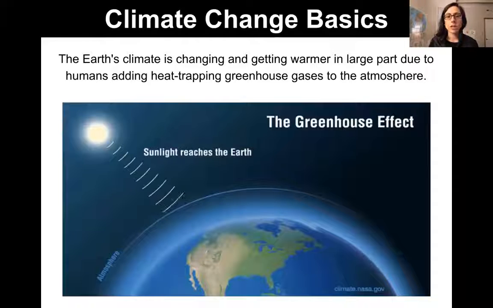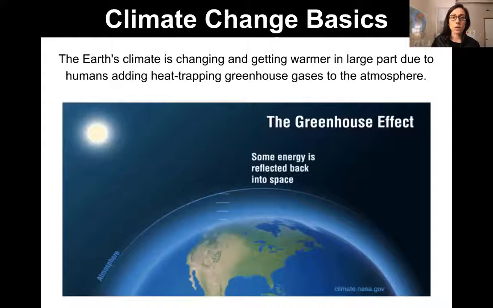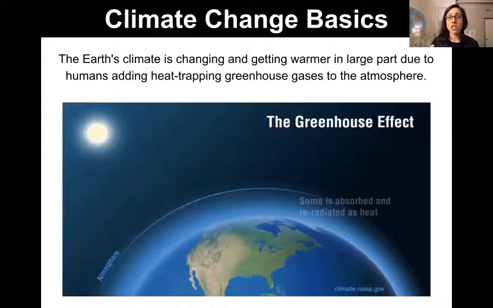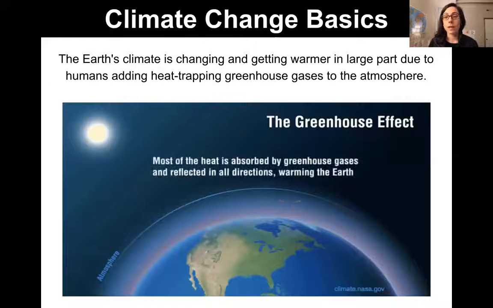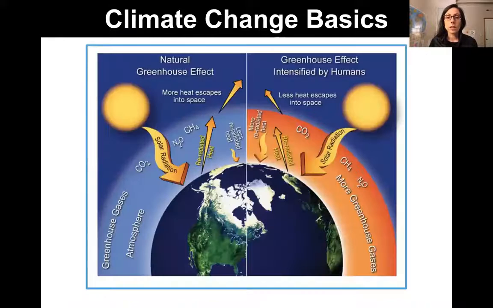When introducing climate change to students, it's really good to start with the idea that the Earth's climate is changing and getting warmer in large part due to humans adding heat trapping greenhouse gases to the atmosphere. So starting with that basic understanding of the greenhouse gas effect. And I actually think this image is really useful because it's a side-by-side image showing on the left the natural greenhouse gas effect, and on the right, greenhouse effect intensified by humans.